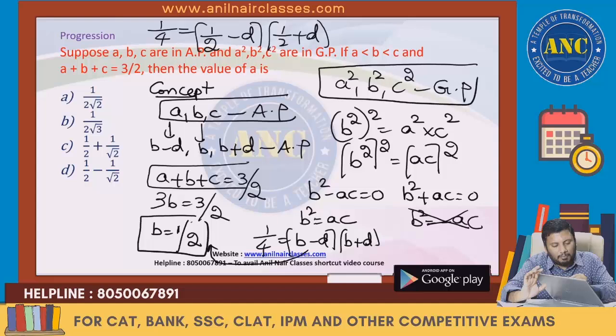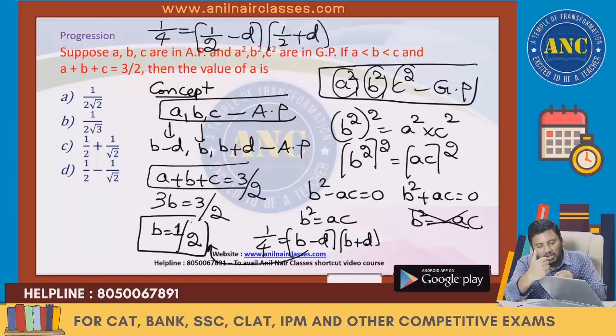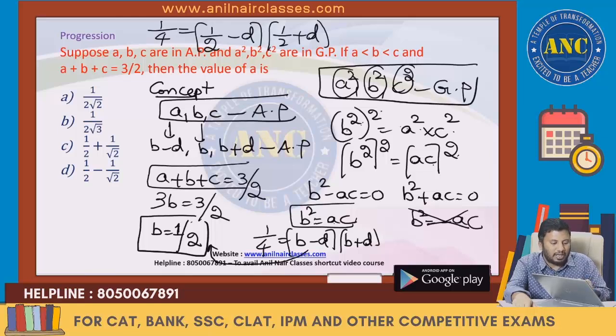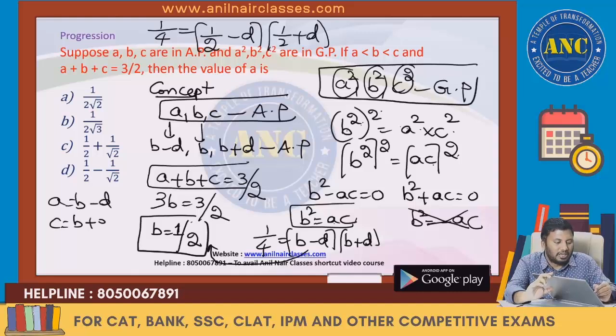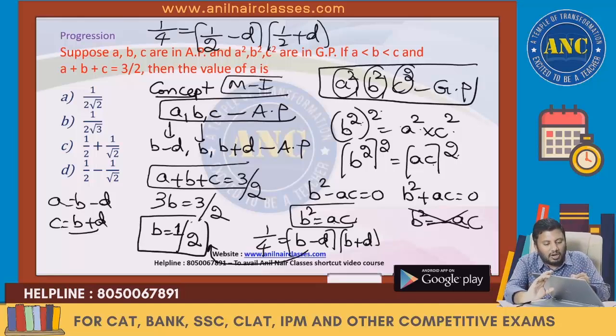A, B, C are in AP. B minus D, B, B plus D, they are in AP. 3B equivalent to 3 by 2. B is nothing but 1 by 2. A square, B square, C square are in GP. If A, B, C are in GP, B square equivalent to A into C. B square whole square equivalent to AC whole square. B square equivalent to AC. B value substitute. A value is B minus D. C value is B plus D. Substitute and get the value. You don't need to use this method 1. Method 1 is a long method.